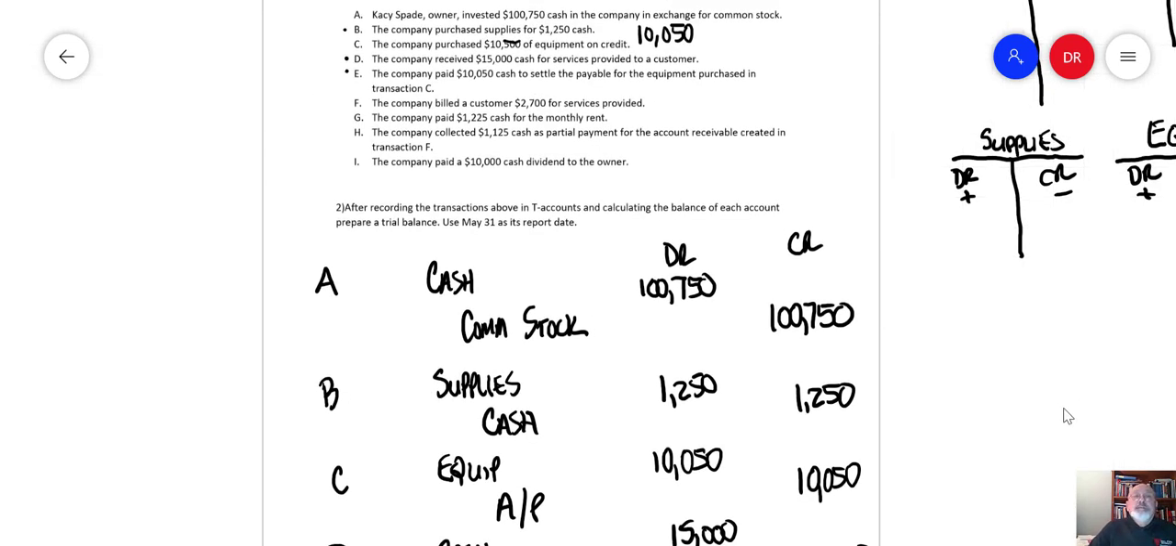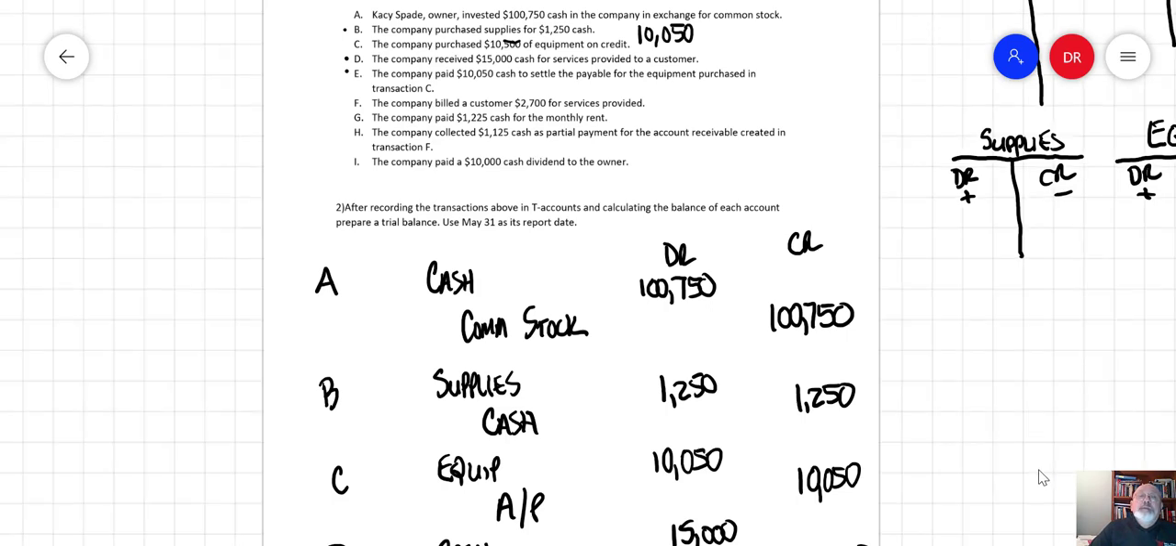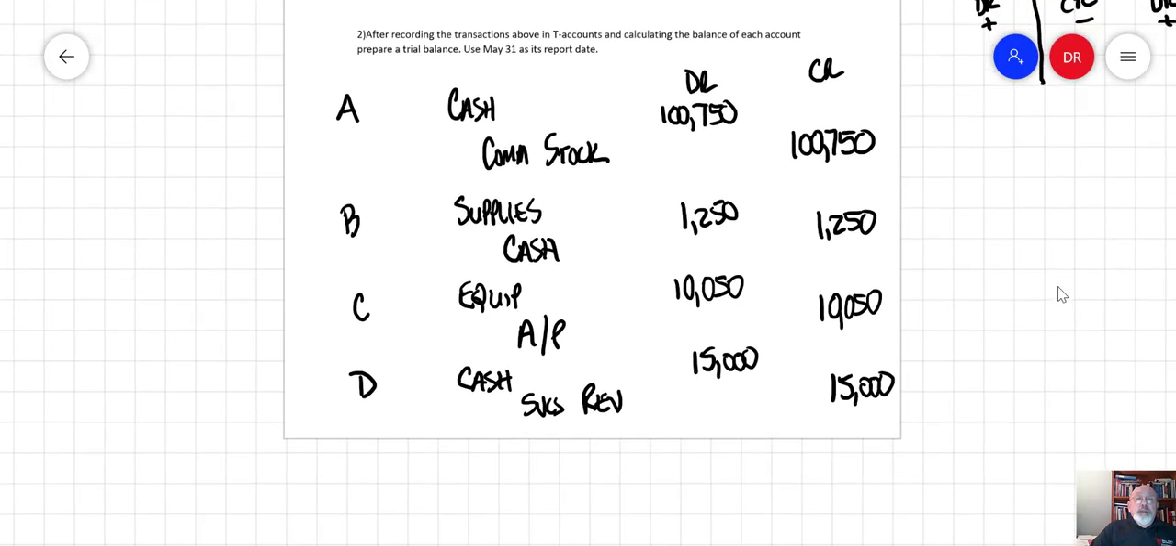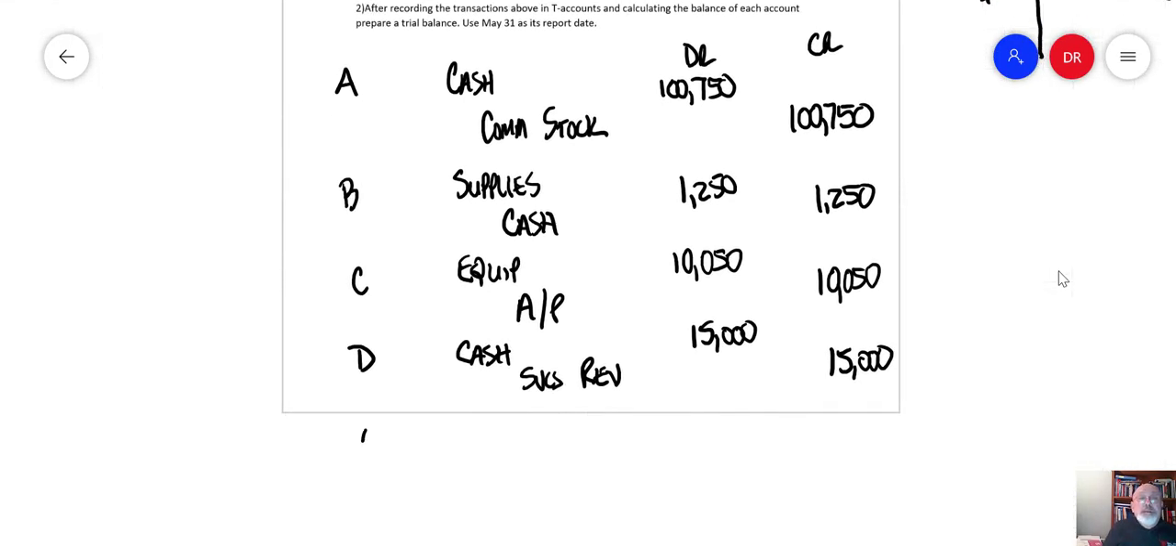On letter E, the company paid $10,050 cash to settle the payable for the equipment purchase. So on letter E, we're decreasing the payable. We're going to debit the payable, the liability, accounts payable, for $10,050. And we're going to credit cash because we're decreasing it by $10,050.